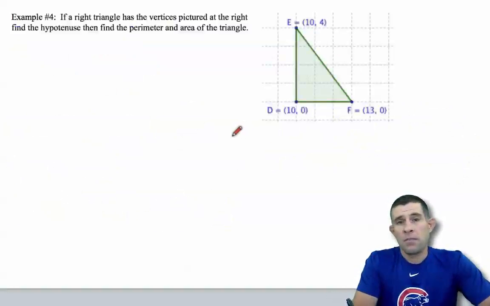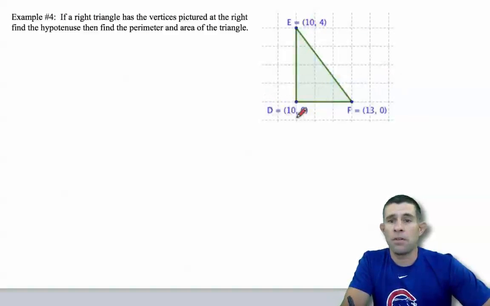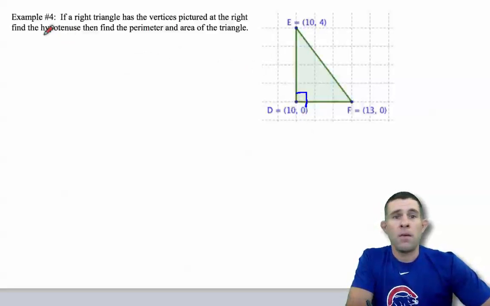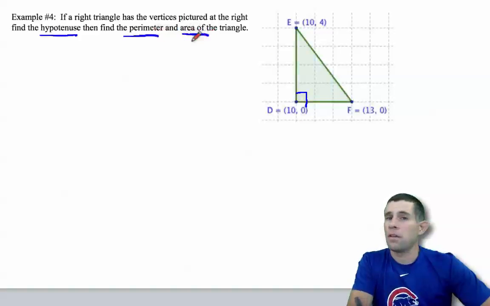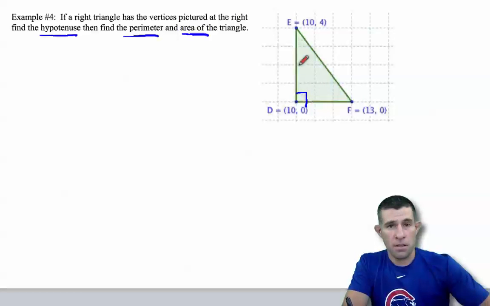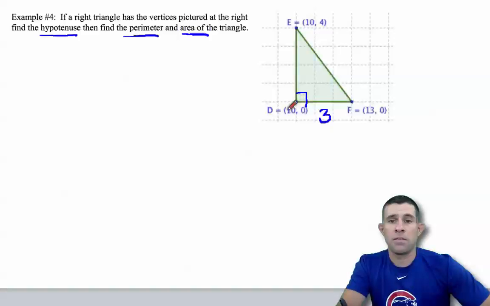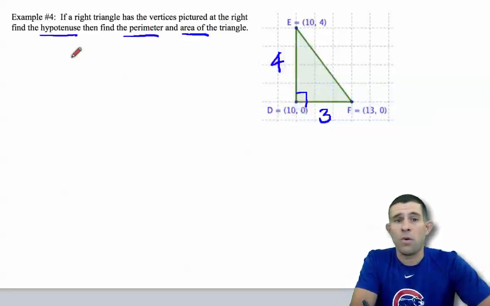All right, for my final example today, we are looking at a right triangle that's graphed on the coordinate plane. I have the coordinates of D, E, and F, and I see that DE and DF look like they intersect at a right angle. So this is a right triangle. I want to find the hypotenuse, then find the perimeter and area of this right triangle. So let's start off by seeing if we can find the length of these sides that are the legs. Well, D goes from 10, 0 to 13, 0. So to move from 10, 0 to 13, 0, I've gone a total of 3 spaces. Then from D to E, I'm at 10, 0, and I go up to 10, 4. I've moved a total of 4 spaces. So my two legs are 4 and 3.